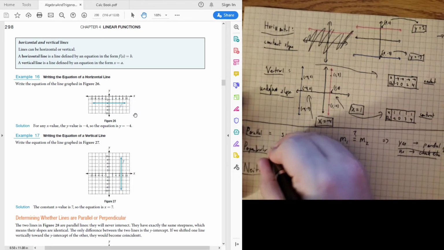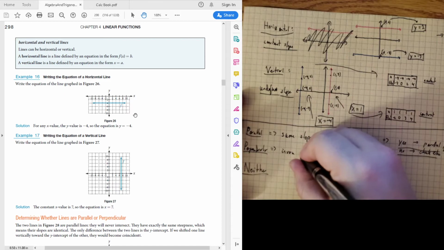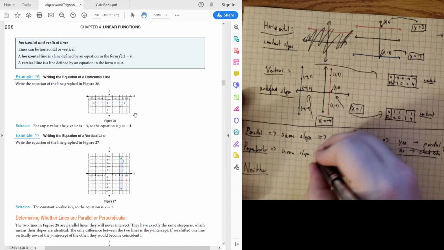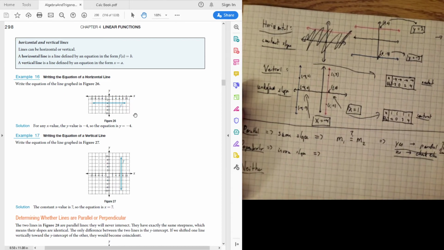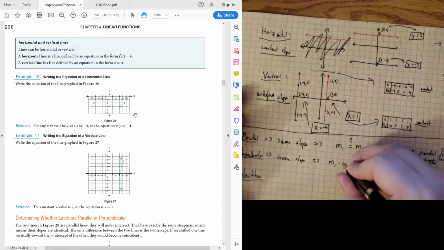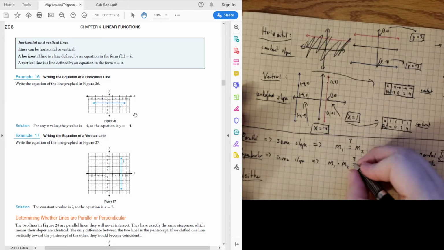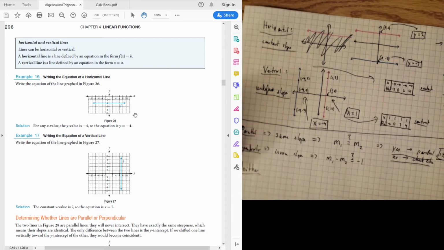How do you determine if something is perpendicular? Perpendicular means inverse slopes. Now, there are two variations on this. I'll show both. M1 times M2 equals -1. This is my preferred. I love this one. It's the best.